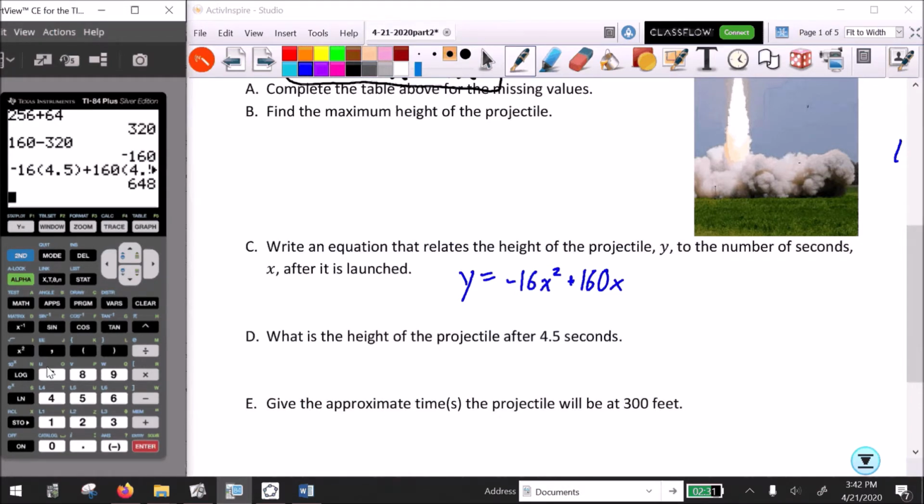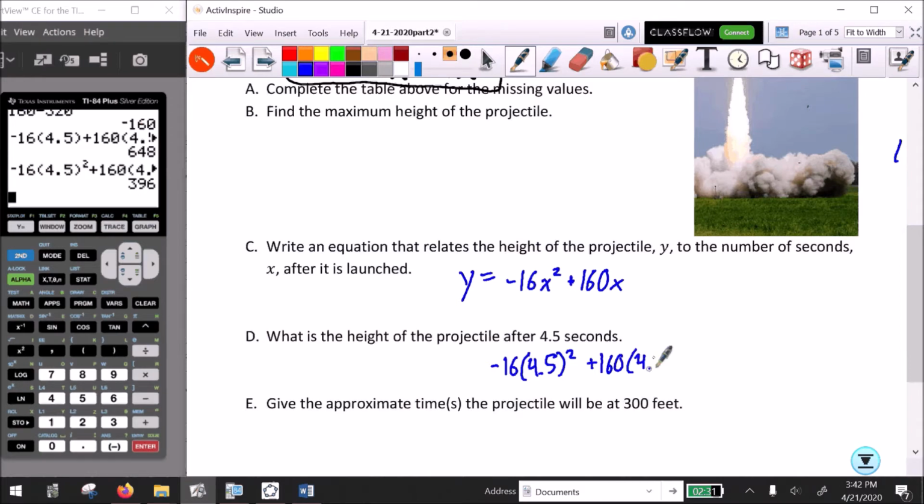648 feet? That isn't right. What did I do wrong? Oh, I forgot to square my x component. So I'm just going to put a little squared up there. Insert, squared, that's better. At 4.5 seconds, it's 396 feet. So we figured that out by replacing x with 4.5. 396 feet.